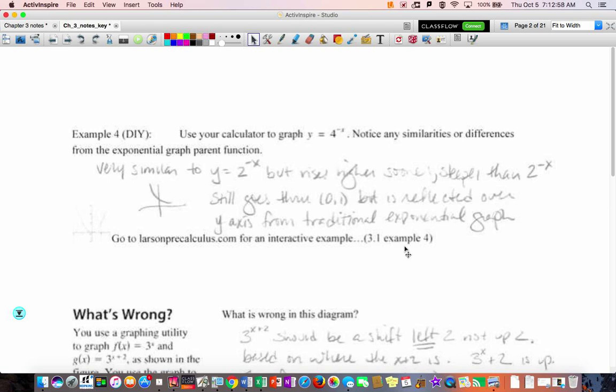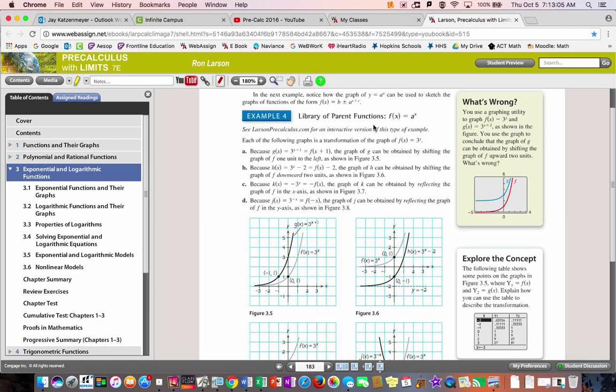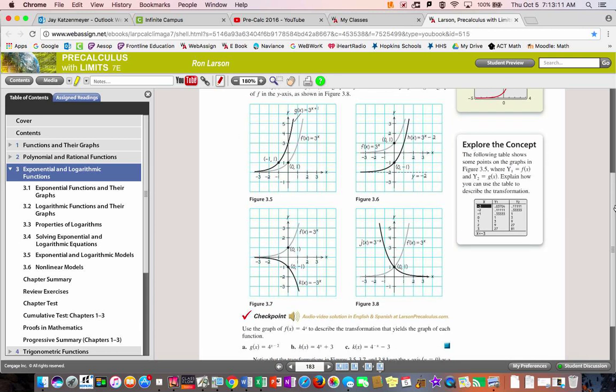There's an example 3.1. Example number 4 and 3.1 would look something like this. So in your textbook, if you want to go to the online textbook and just read through this example and look at these pictures, I would do that now.